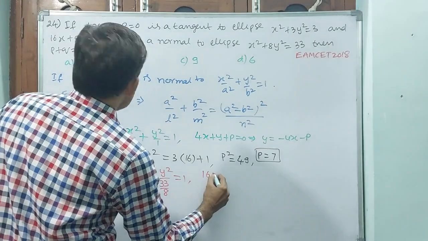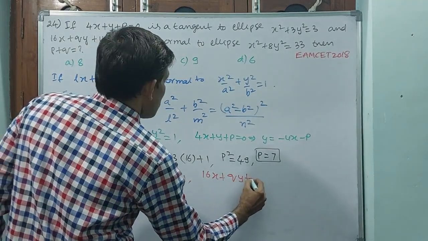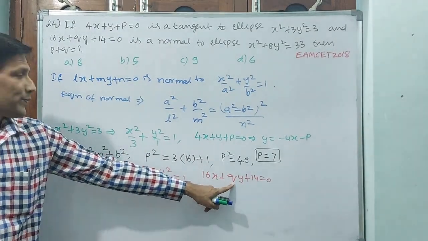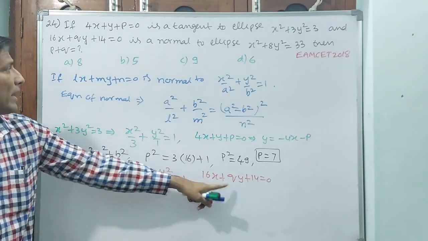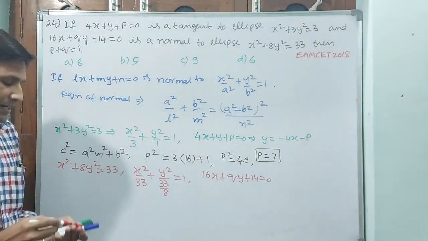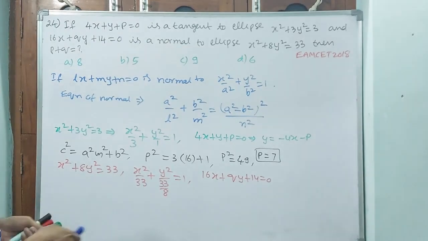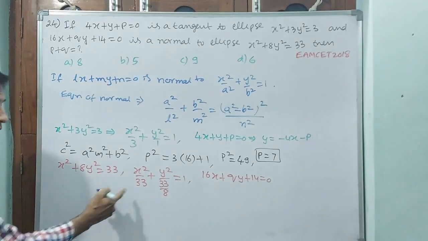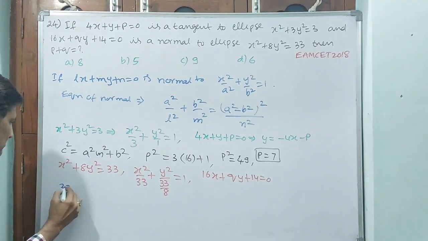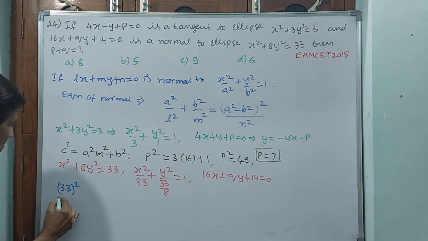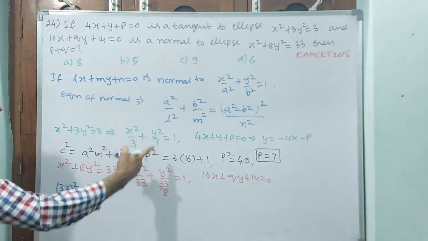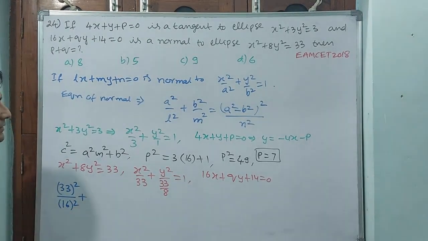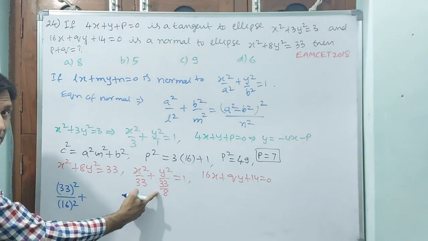What is the lx plus my plus n? This one: 16x plus qy plus 14 equal to 0. You see here, l is 16, m is your q, which is how to find, and n is 14. Now substitute in this equation, the normal equation. A square means 33 square, by l square. L square means 16 square, plus b square. B square means 33 by 8 square.